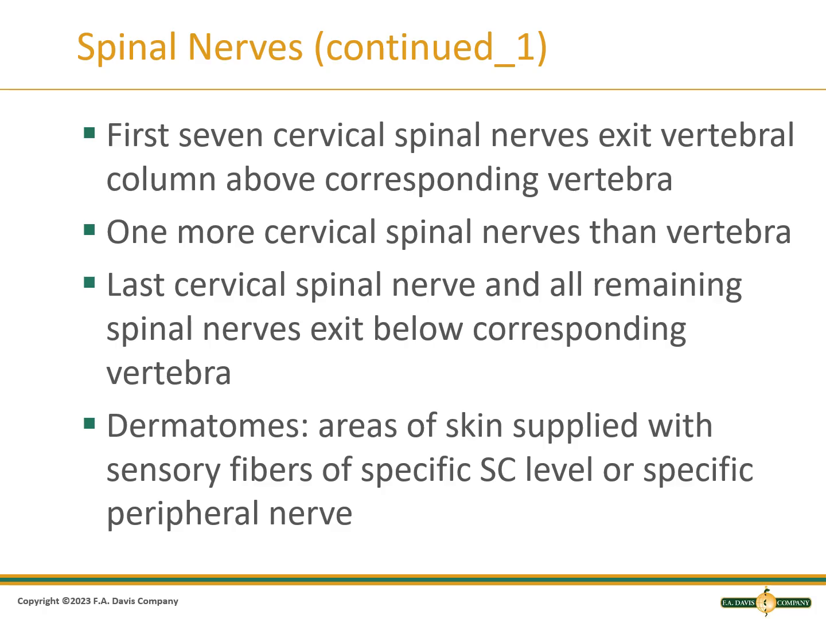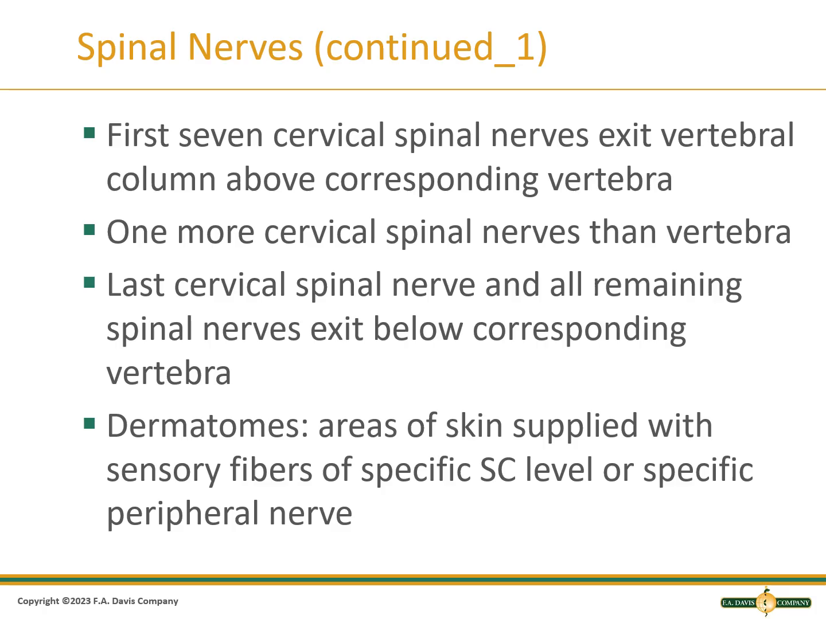So the first 7 cervical spinal nerves exit the vertebral column above the corresponding vertebra. Then the 8th cervical spinal nerve exits below the last cervical vertebra, C7, causing a shift where all of the remaining spinal nerves exit below their corresponding vertebral level. Each spinal nerve carries both sensory and motor information.